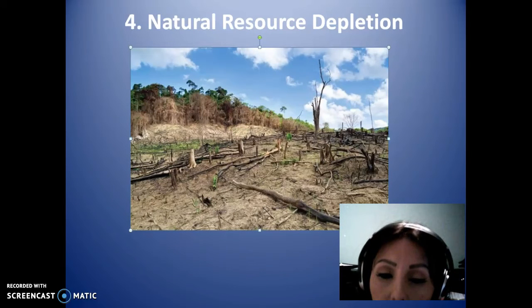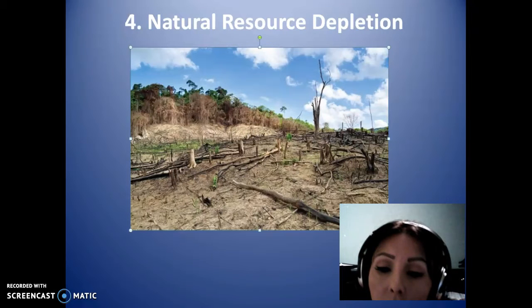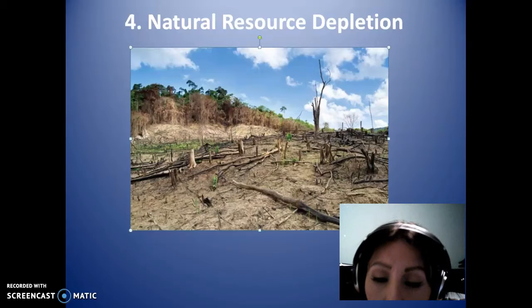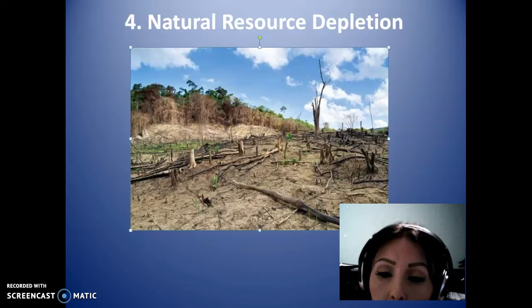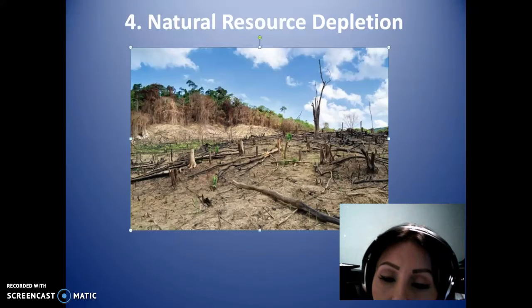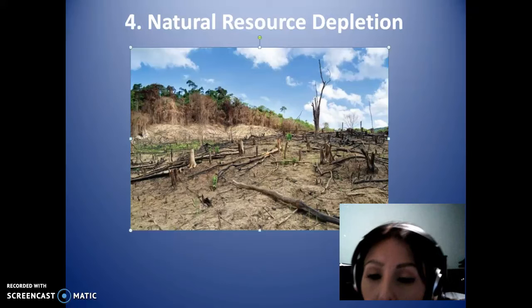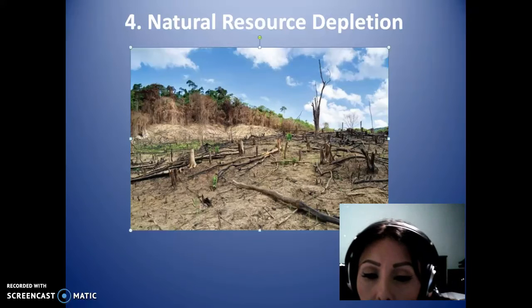Natural resource depletion is another crucial environmental problem. Fossil fuel combustion results in emission of greenhouse gases, which is responsible for global warming. People are actually making efforts to use renewable sources of energy like solar, wind, biogas, and geothermal energy.